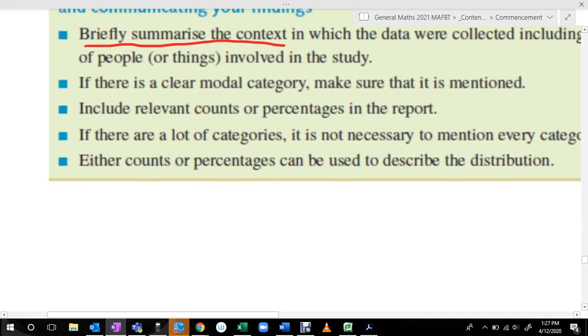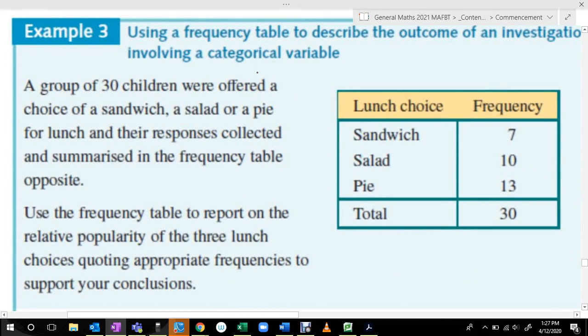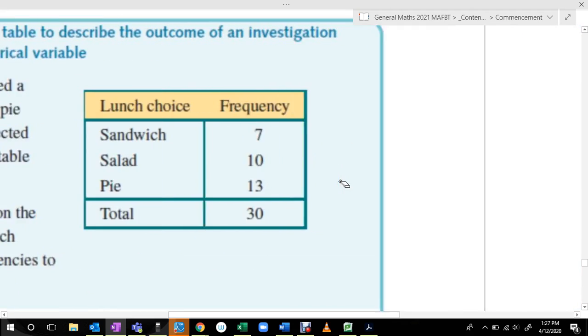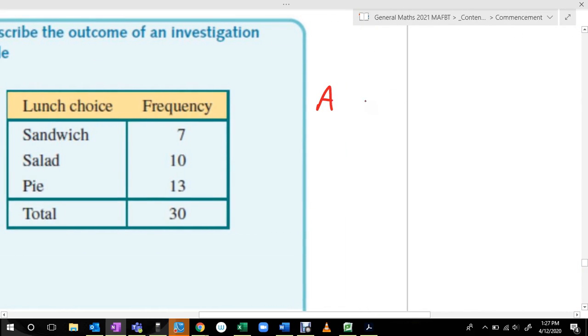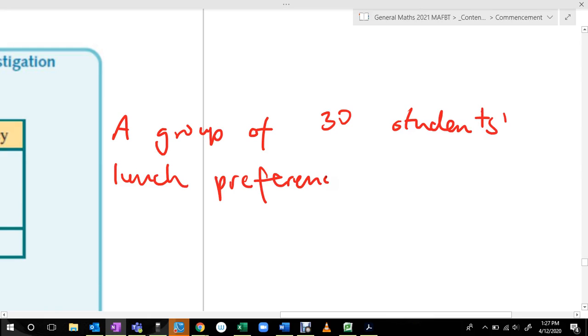Let me give you an example. Let's go to this example here, example 3. So we know that for this frequency table, it's looking at the lunch choices, and there are 3 different choices. So in terms of the context, what you want to write here is you could say a group of 30 students. I would suggest you write this down because this is the report. A group of 30 students' lunch preference was recorded.